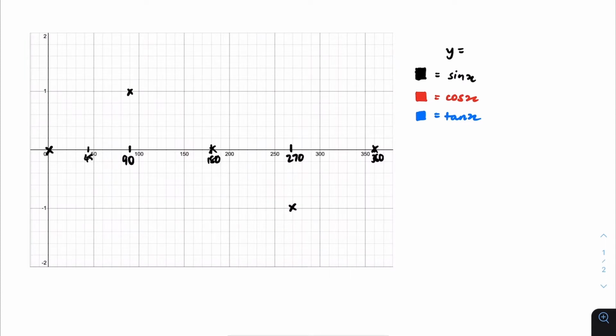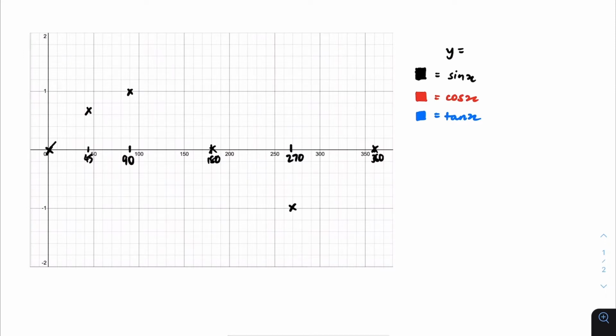We also know other ones like sine 45, which we know is root 2 over 2. So 45 would be about here. And root 2 over 2 is approximately, let me just put that into my calculator just to get a general value. It's about 0.7. So if we move up, so this is 0.2, 0.4, 0.6, 0.7 was about here. So it'll look a bit like that.